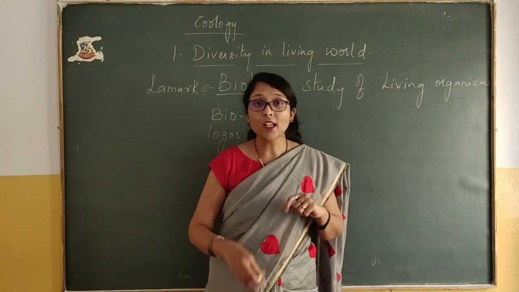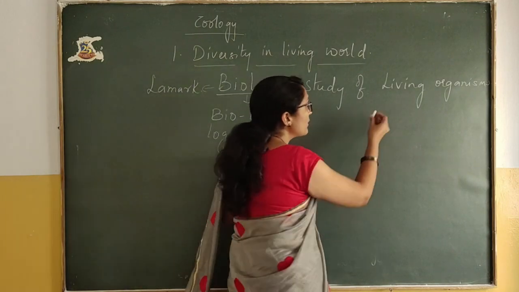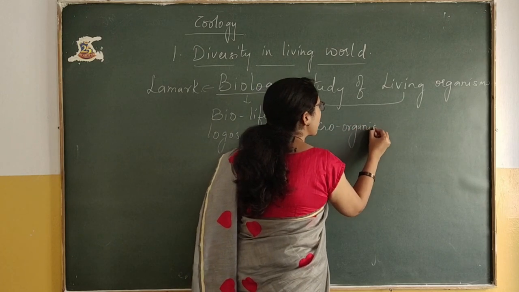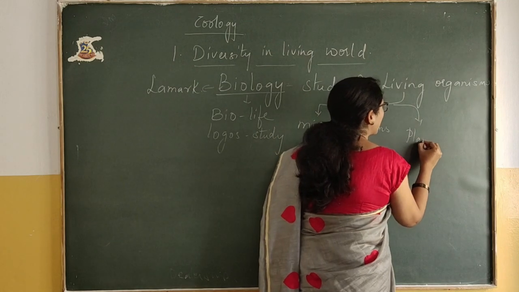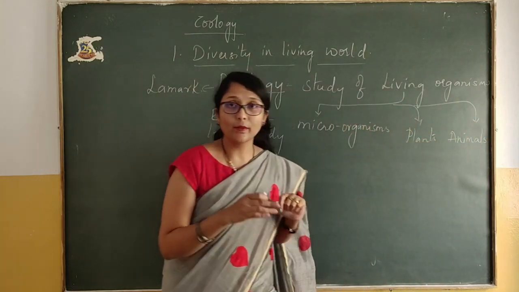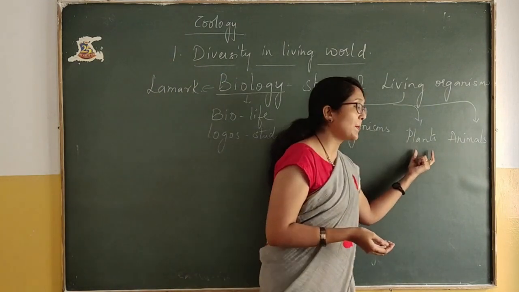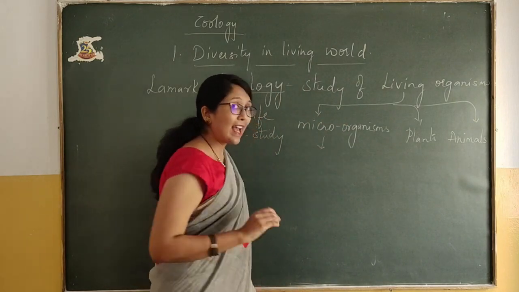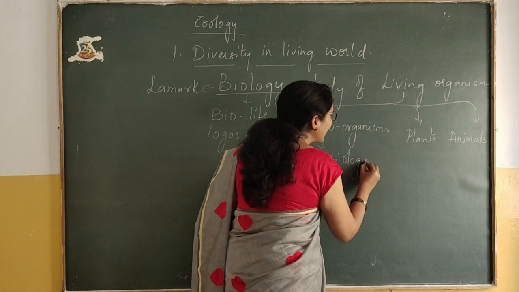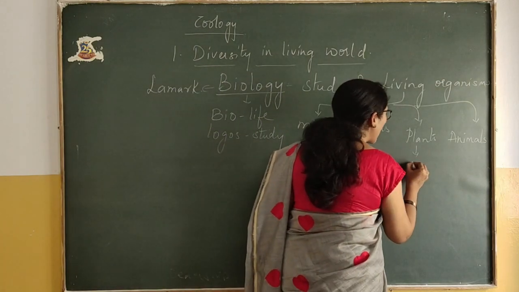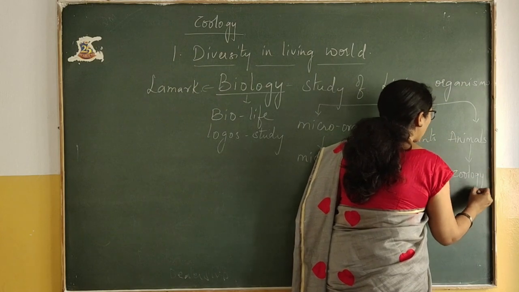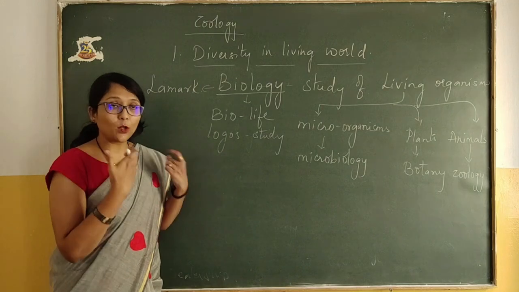Now, living organisms are not all similar. The types of living organisms are microorganisms, plants, and animals. Microorganisms we will study as a separate branch of biology, that is microbiology. Plants we will learn separately, and that is called botany. And we will study animals in zoology. My subject is zoology, and we are going to study about zoology.